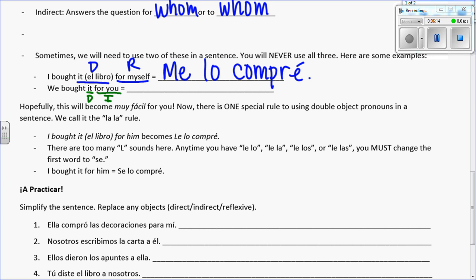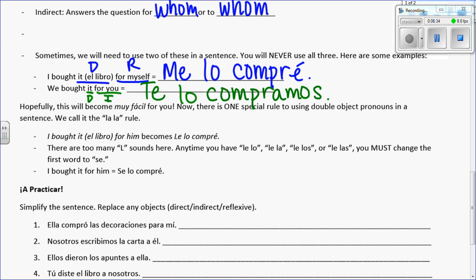Indirect. So which one's going to come first, I or D? I. For you becomes te, and then the book is still lo. And then what would we bought be? Compramos. Te lo compramos. We bought it for you.